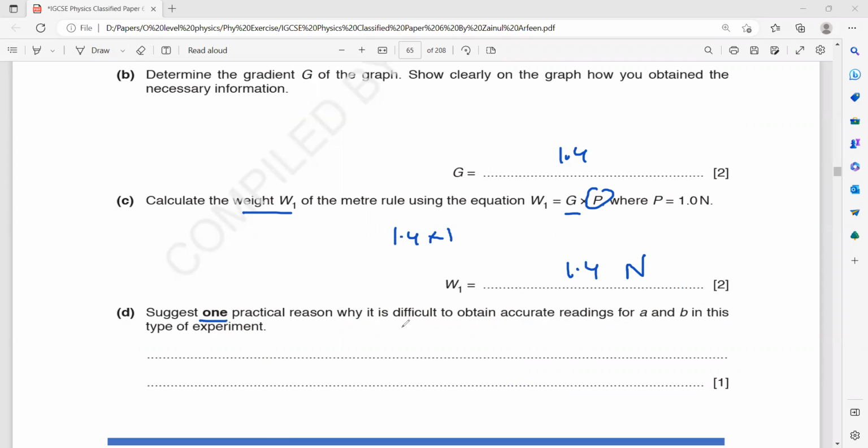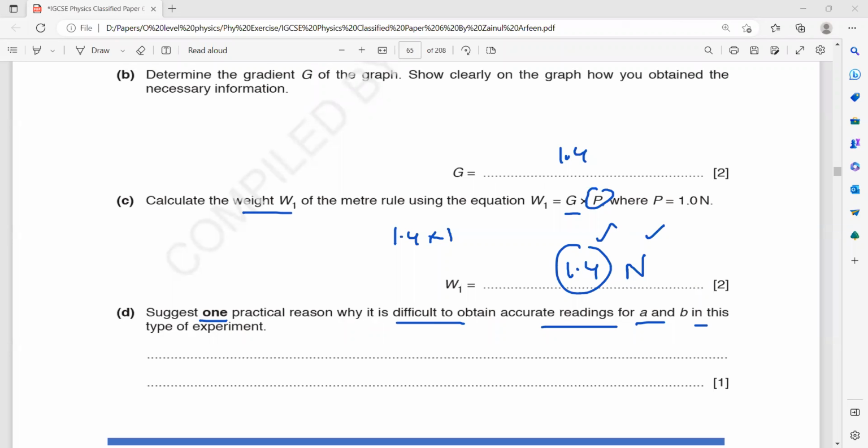Suggest one practical reason why it's difficult to obtain accurate readings of A and B in this experiment. The same answer as we gave for the balancing experiment. What is the practical difficulty? It is difficult to balance the load. Why is part C worth 2 marks? 1 mark is for mentioning the unit. When you write the unit, you will score 1 mark. When you write the value, you will score the second mark.